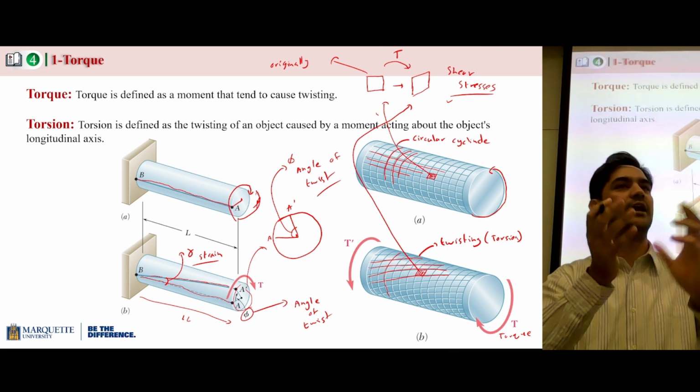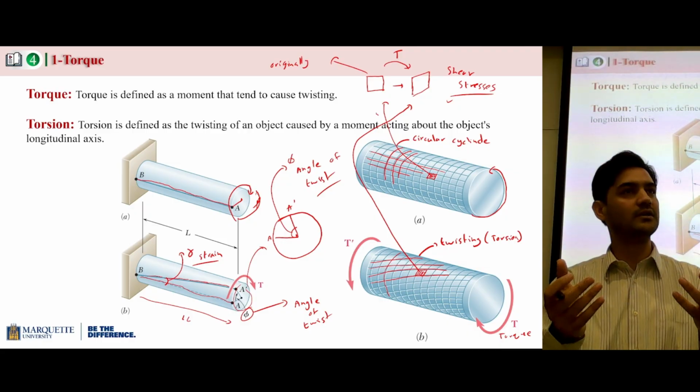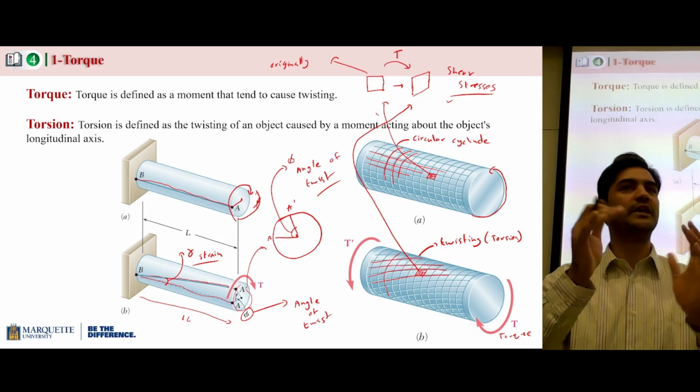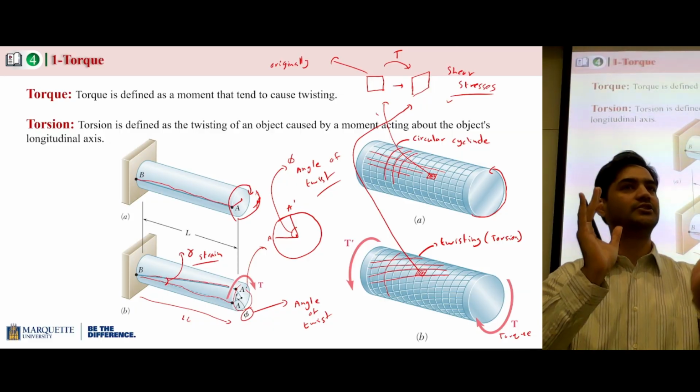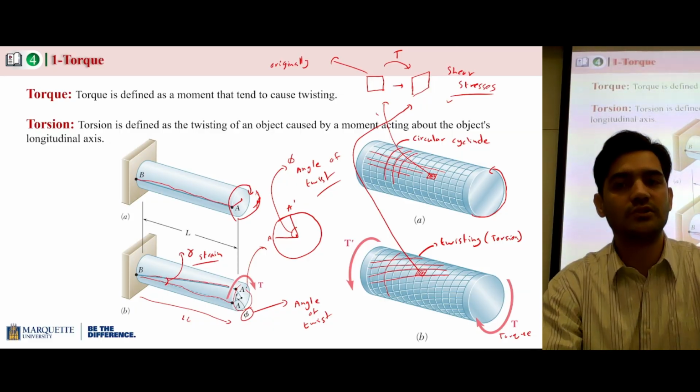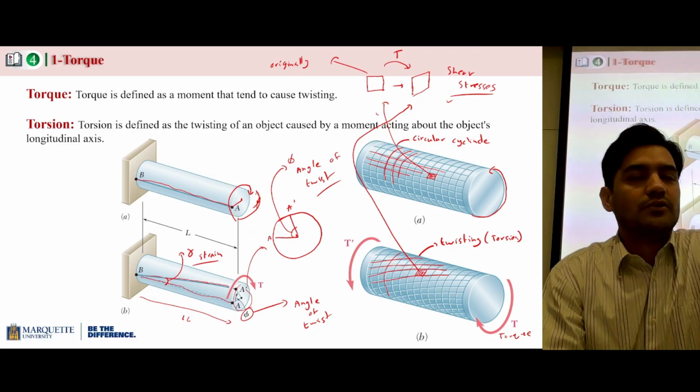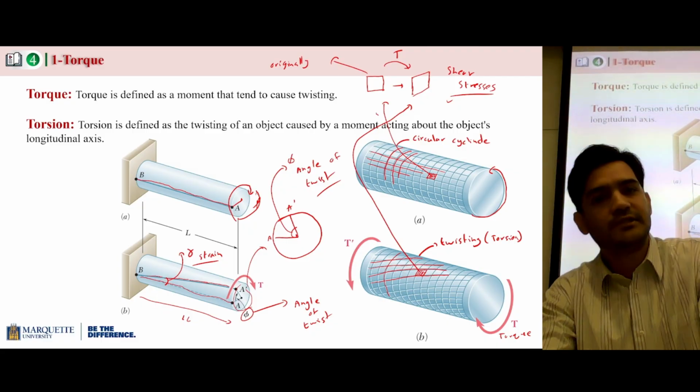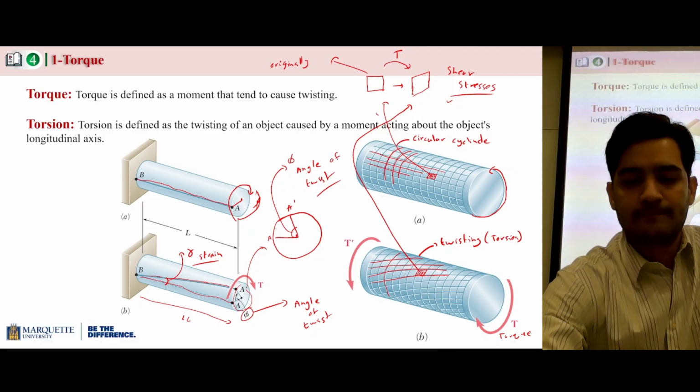And also we can see that you have change in shape. You're not having elongations in the part of the section. You are having change in shapes. So whenever you have a change in shape, that change in shape is because of the shear stresses. So torque will produce shear stresses and shear strains.